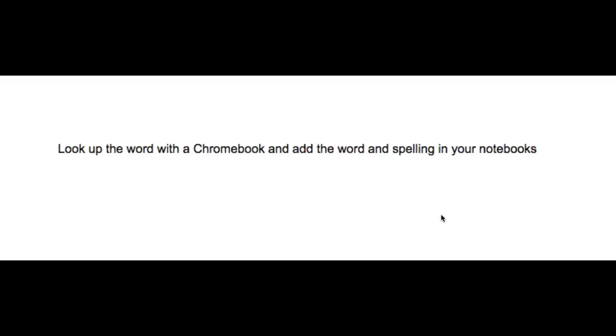Then you're going to look up the words that you didn't know how to spell with a Chromebook and add that word and spelling in your notebooks. Even if you found out that you spelled that word correctly, I still want you to add it to your notebook so that way you remember in the future too.